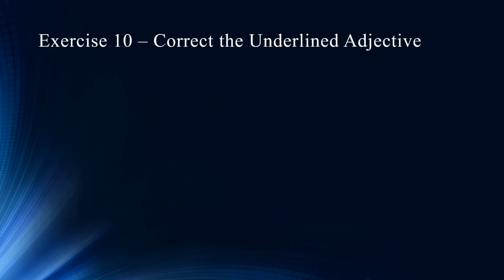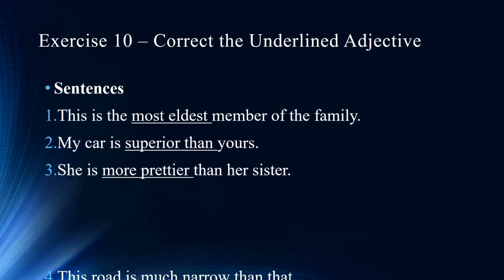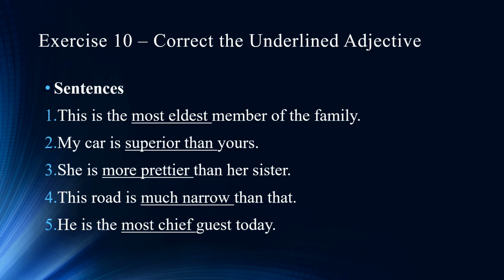This is our last exercise. You are to correct the underlined adjective. Number 1 sentence. This is the most eldest member of the family. So we cannot use double superlatives, double comparatives in a sentence. The sentence would be this is the eldest member of the family. Second sentence, my car is superior than yours. So with superior, we do not use than. Instead of using than, we would use to. My car is superior to yours.